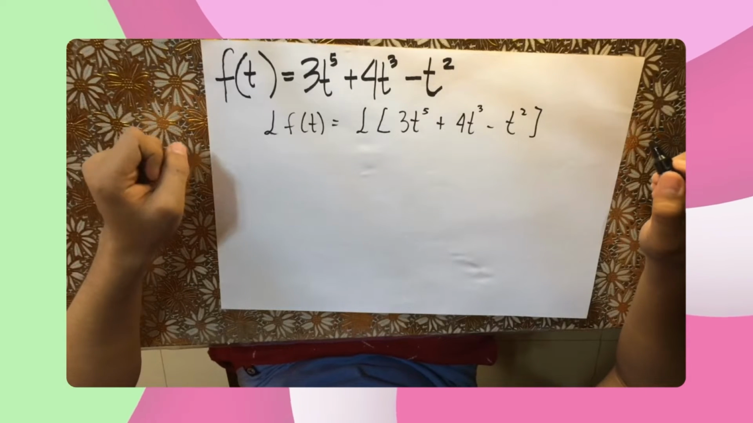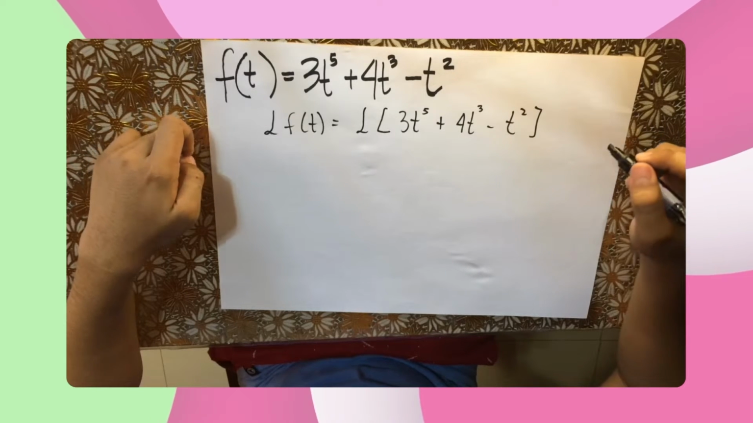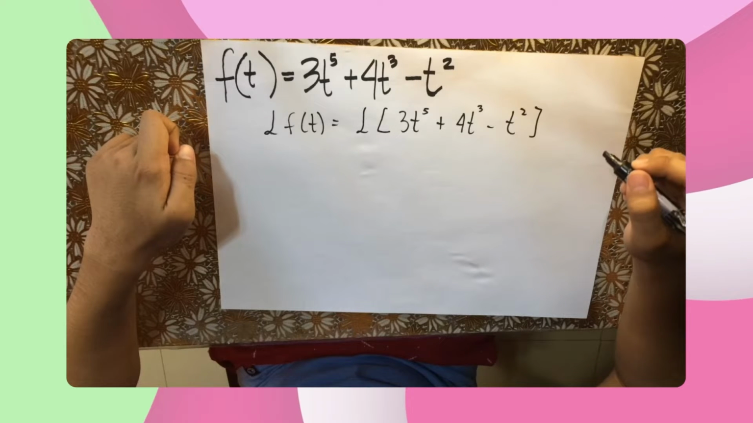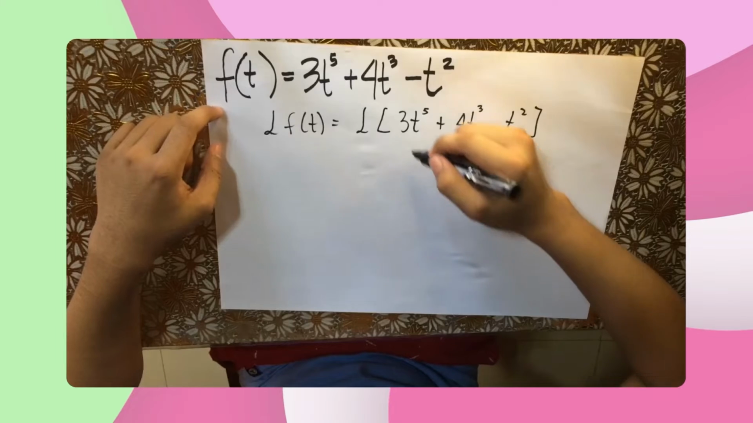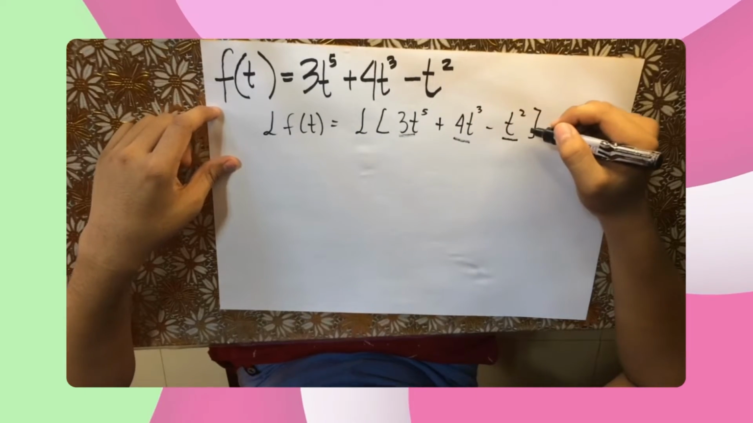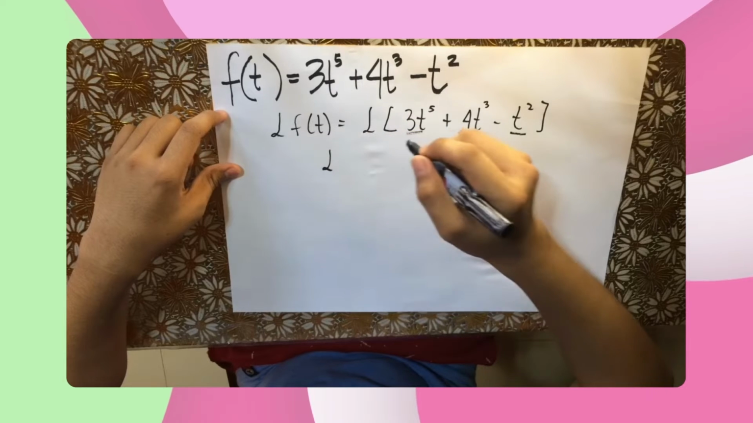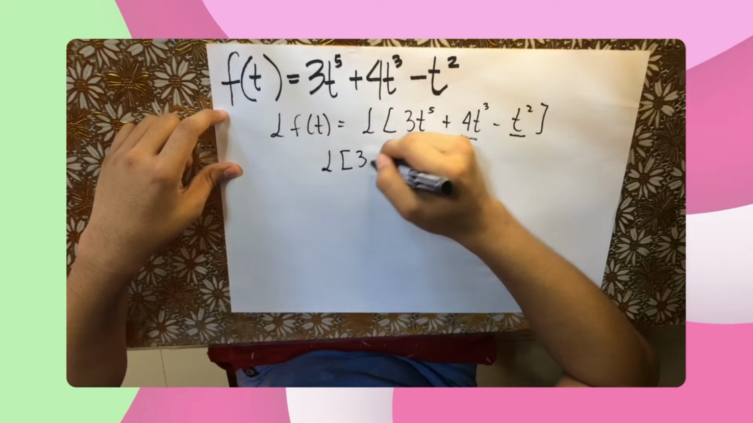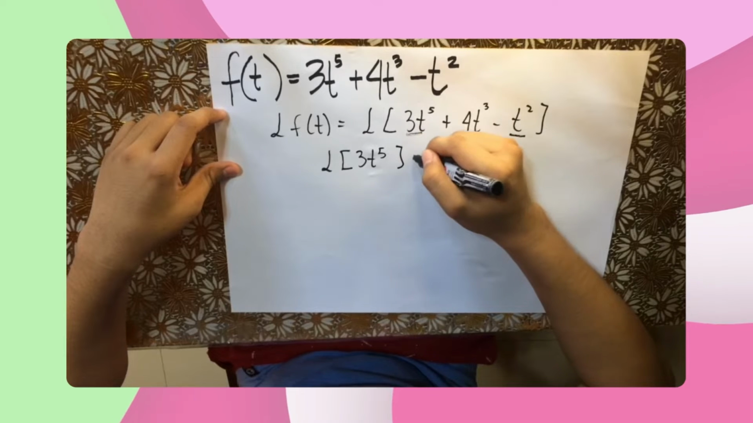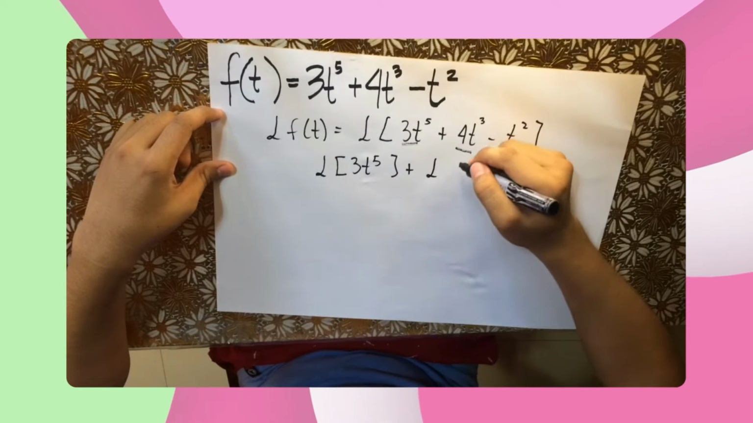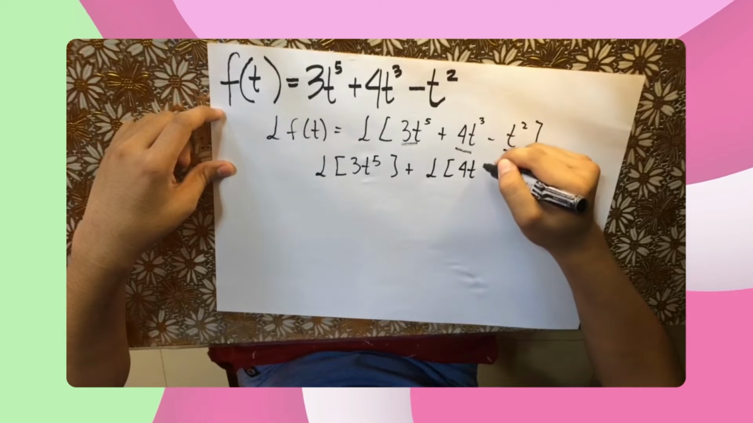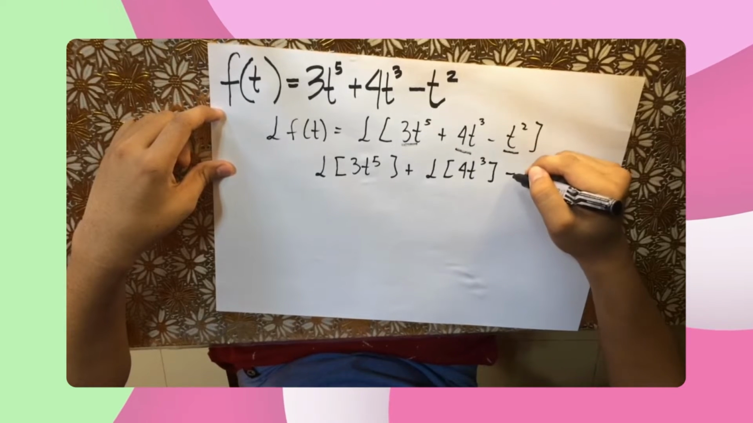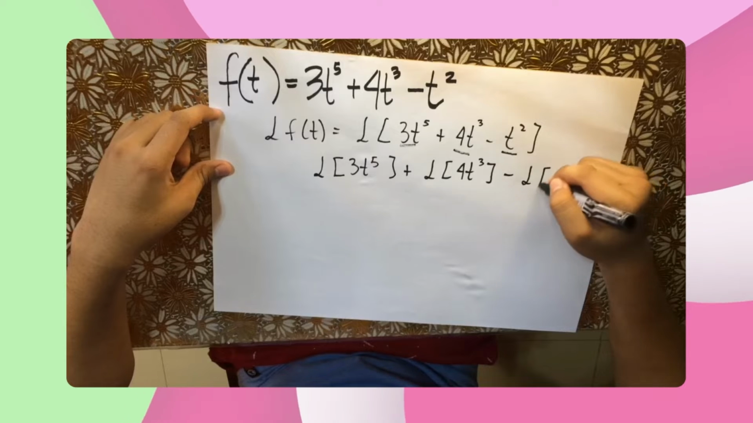The topic that has been given to us is the transform of t and f of t, derivative of transform. So in solving the Laplace transform of 3t raised to 5 plus 4t cubed minus t squared, first we are going to distribute the Laplace transform operator for each term. So we have the Laplace transform of 3t raised to 5 plus the Laplace transform of 4t cubed minus the Laplace transform of t squared.